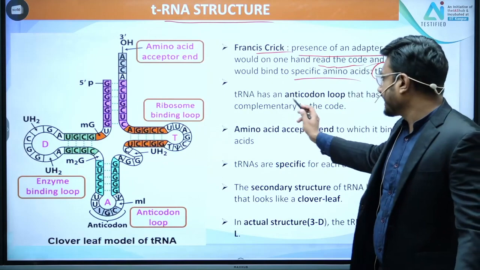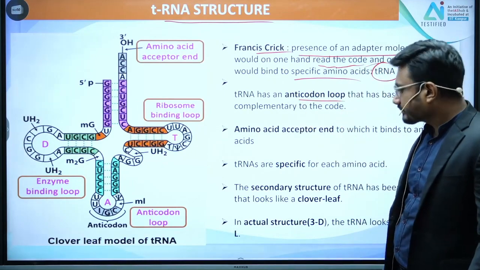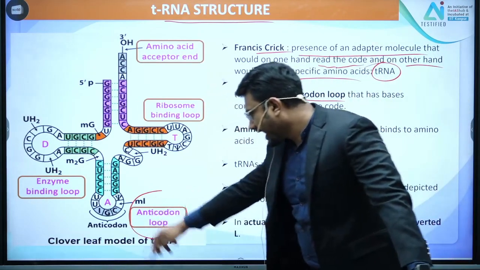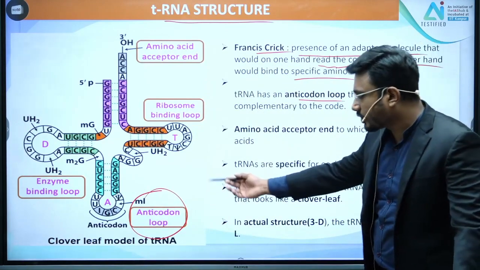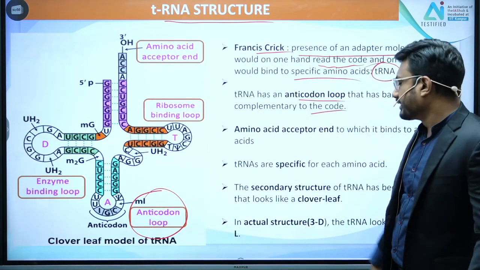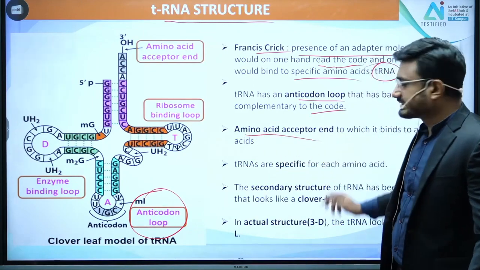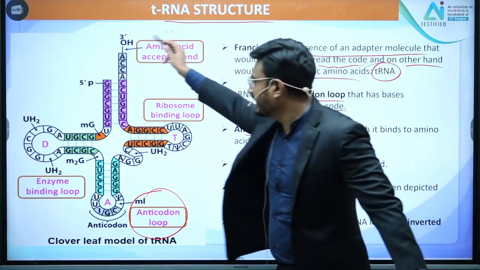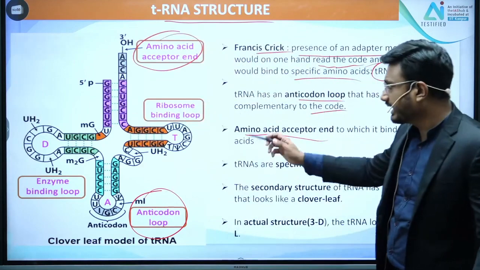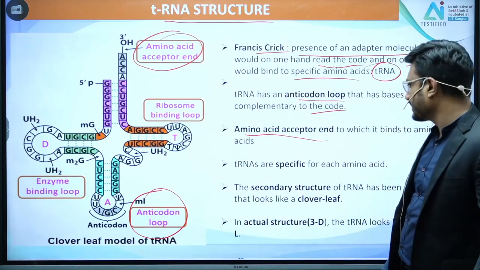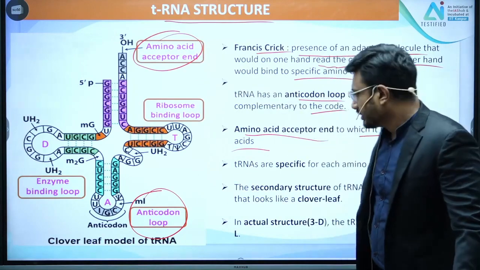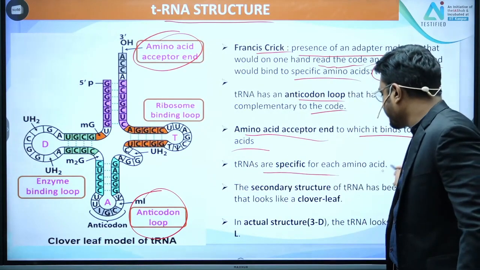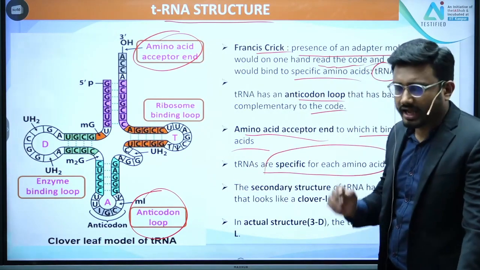So tRNA has an anticodon loop. Here we can see the anticodon loop of the tRNA. It has the bases complementary to the code. The amino acid receptor end, that is this end of the tRNA, is the amino acid receptor to which the amino acids get bound. The tRNAs are specific for each amino acid.